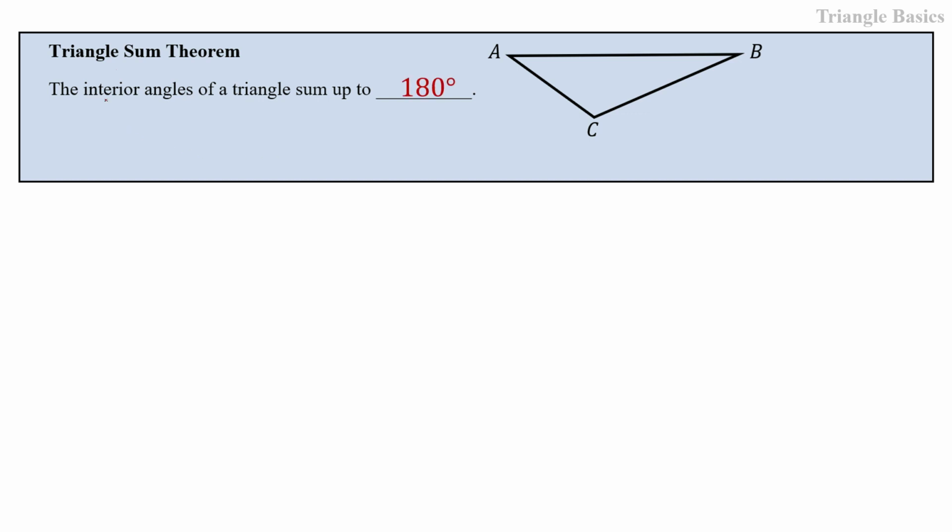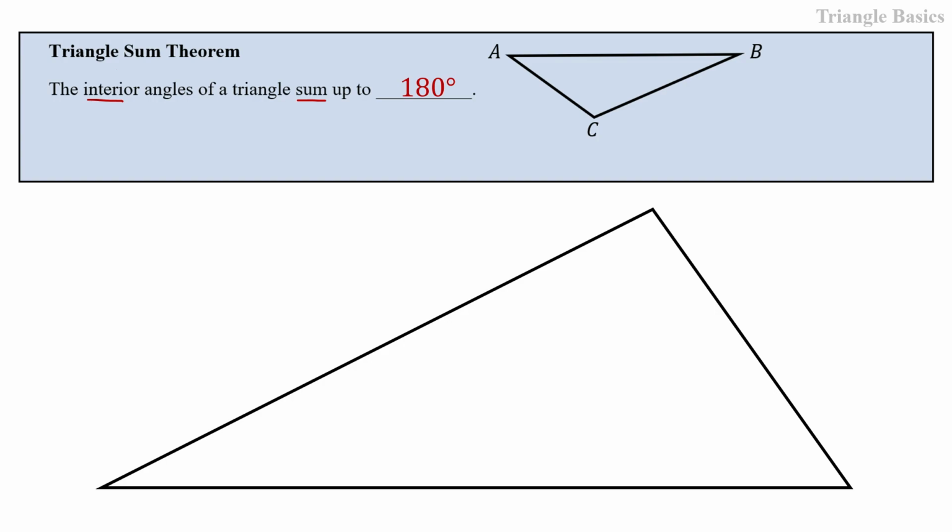Now if you remember, interior is like inside, and the word sum means that you have to add them all up. So basically it's saying that if I add up all three angles, angle A, B, and C, it adds up to 180. I'm going to show you an animation of how this works. If I get all three angles on the inside and measure them, for example that green one, that red one, and that blue one, they should add up to 180.